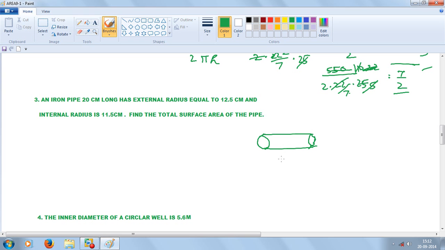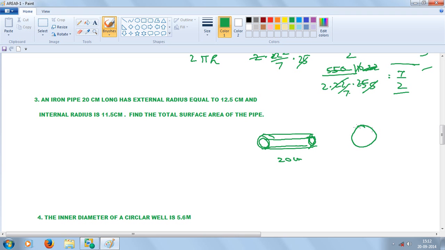So its length, 20 centimeters, is given, but it says external radius and internal radius. So there is some depth for this iron pipe. We can imagine there's an inside to it, like this.